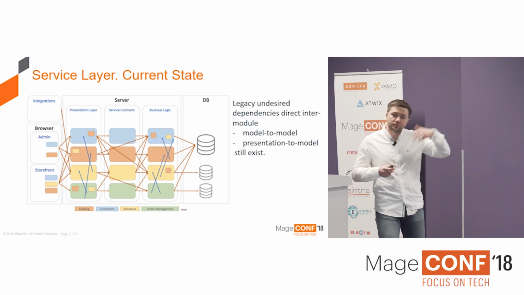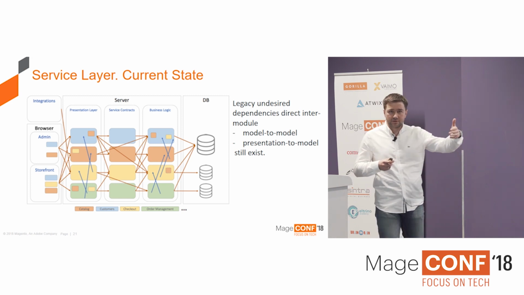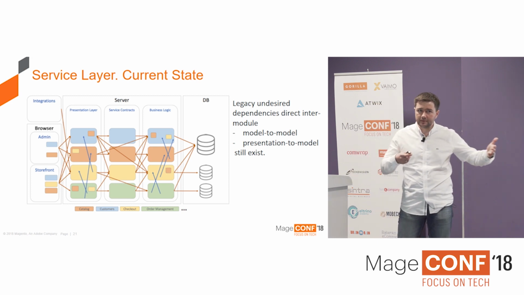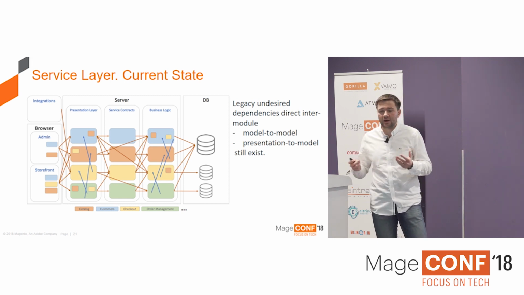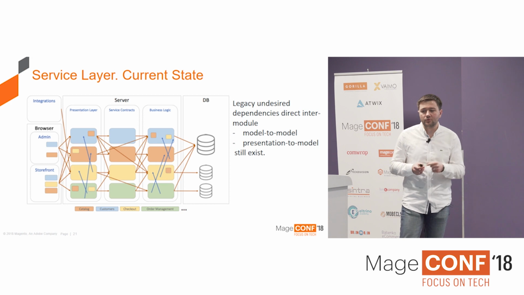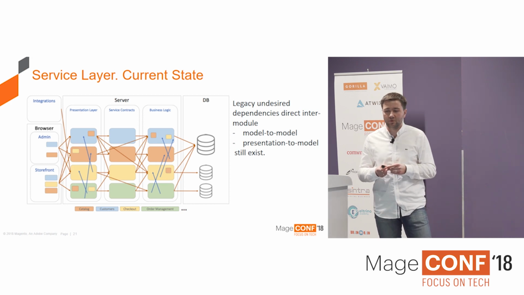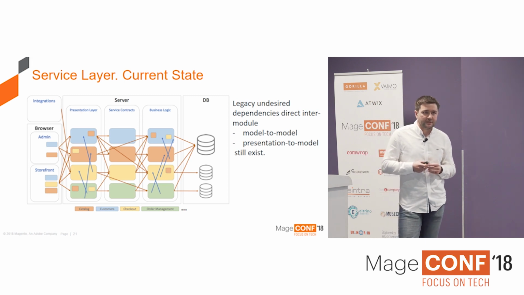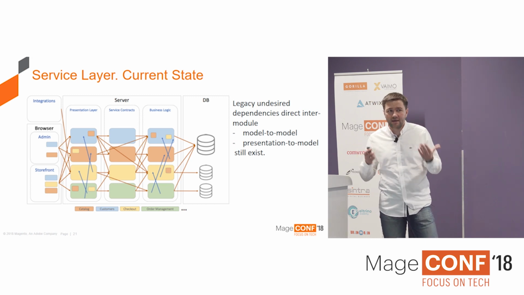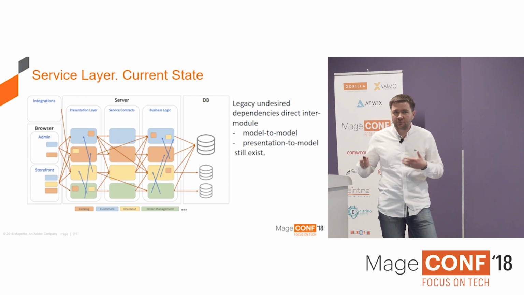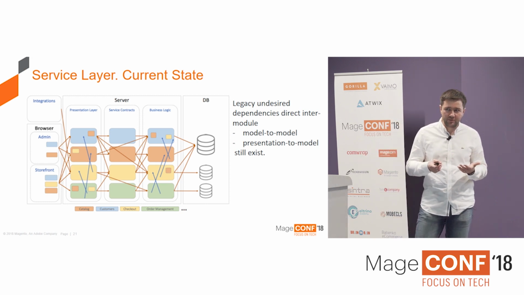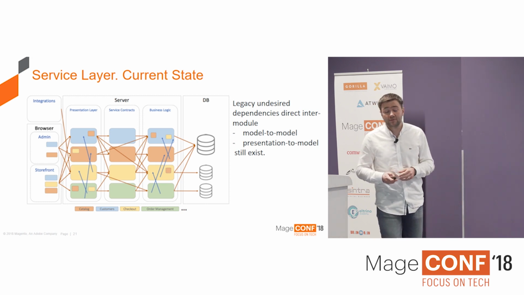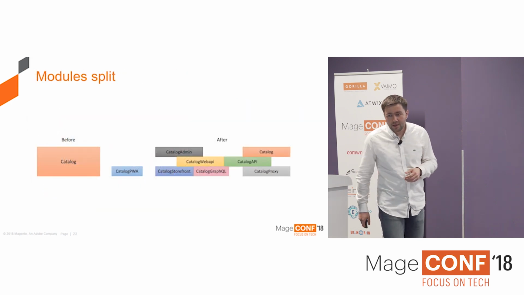But this is how the service layer looks now. We introduced this service layer, but because we had this legacy heritage, we still have quite a lot of dependency from model to model and from presentation to model. Especially there are a lot of dependencies from presentation to model. That's why we're still not able to freely change our private implementation, because there are a lot of dependencies in the private implementation.